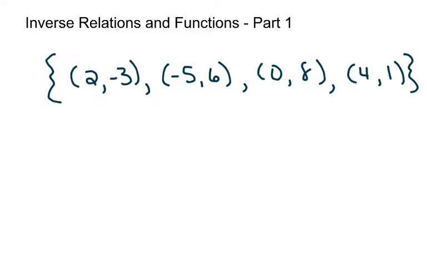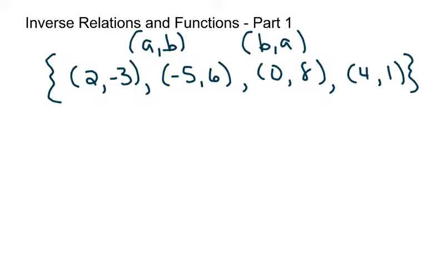If a relation pairs element A of its domain to element B of its range, the inverse relation pairs B with A. So if you have an ordered pair A comma B of a relation, then B comma A is in its inverse. If both relations happen to be functions, the regular one and the inverse, we call them inverse functions. Remember, not all relations are functions, but all functions are relations.